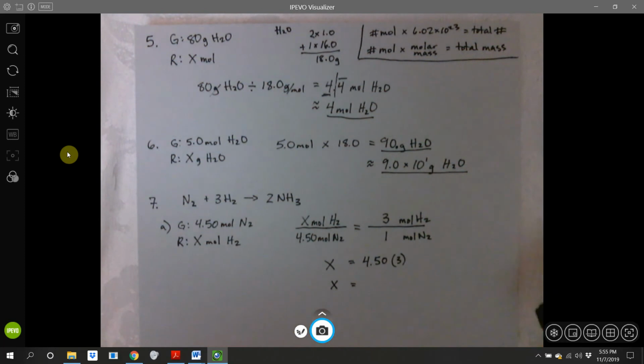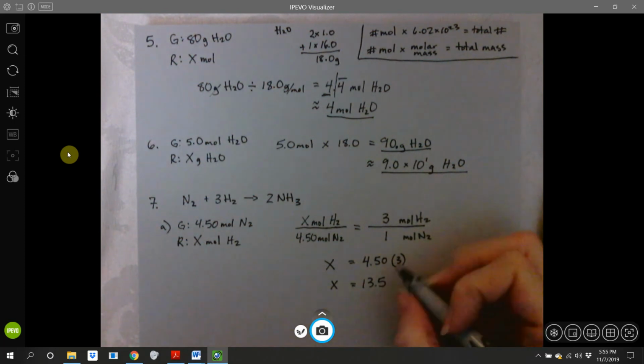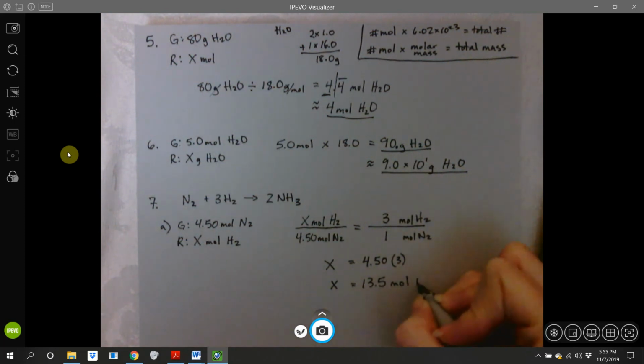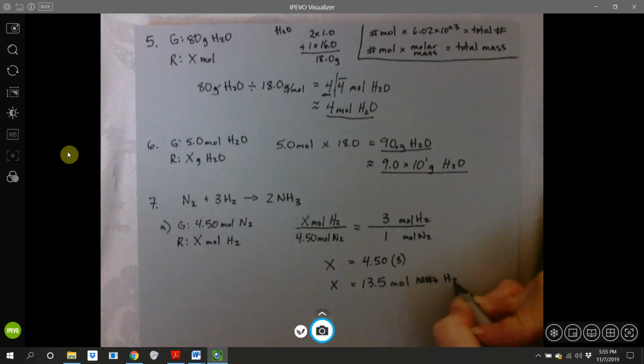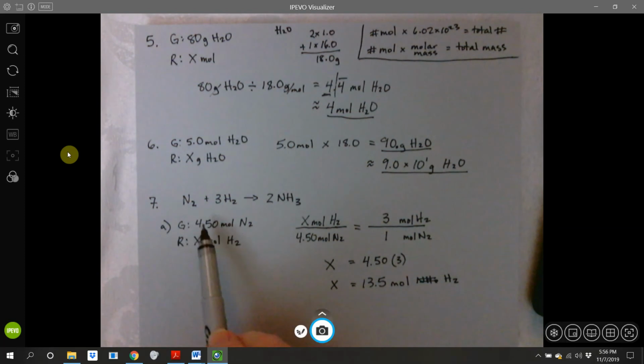Now 4.5 times 3 is 13.5, and we're looking for moles of NH3. Nope, moles of H2, sorry. Now, how many digits do we need? Well, when we look at our question, they gave us 3 digits. That 0 counts because it's at the end of the number and after the decimal. So if we look over here, 13.5, you've got 1, 2, 3 digits. We are all set. So this is our final answer.